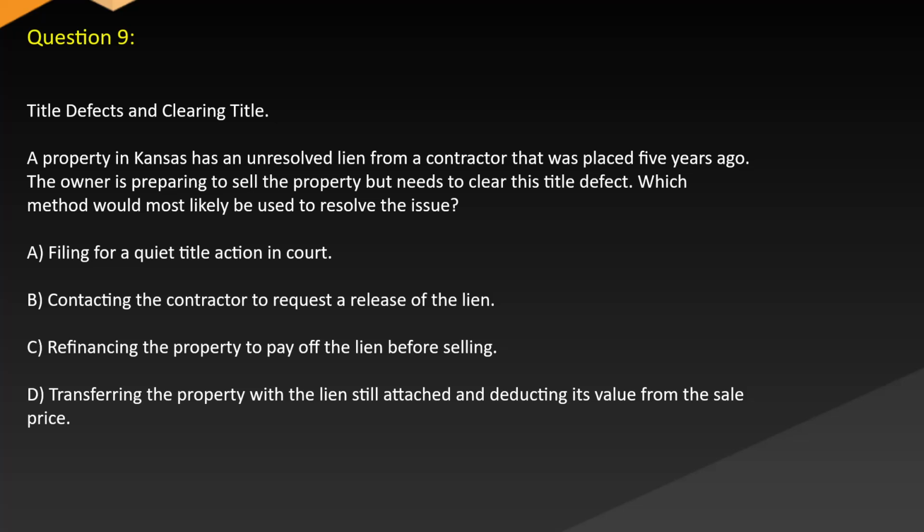A. Filing for a quiet title action in court. B. Contacting the contractor to request a release of the lien. C. Refinancing the property to pay off the lien before selling. D. Transferring the property with the lien still attached and deducting its value from the sale price.